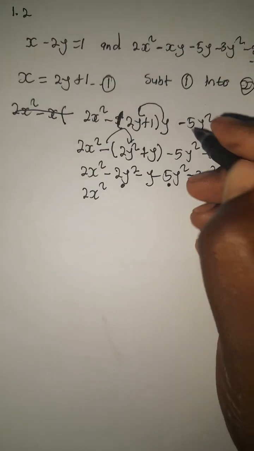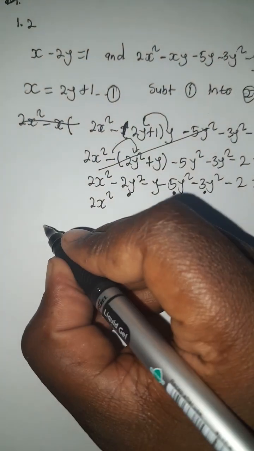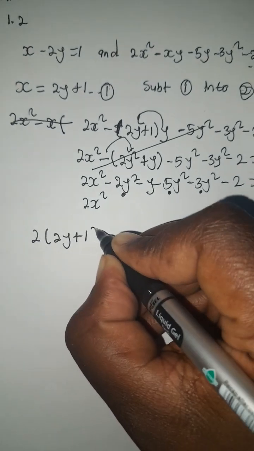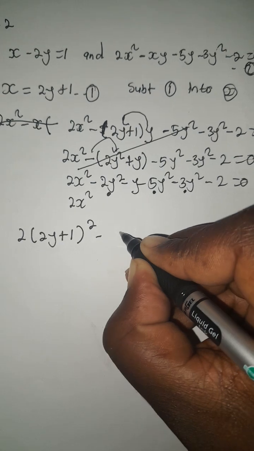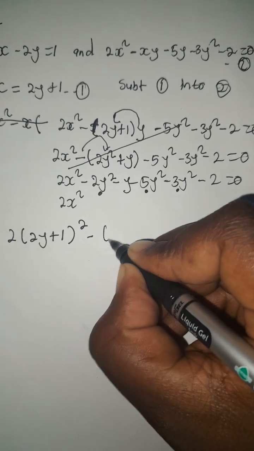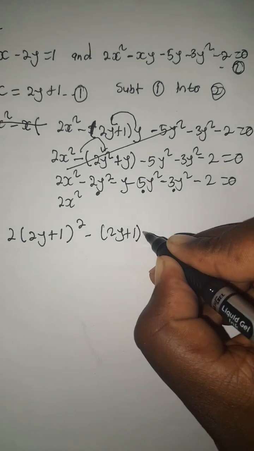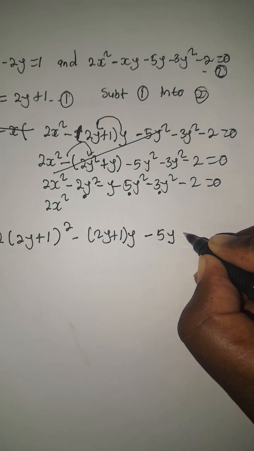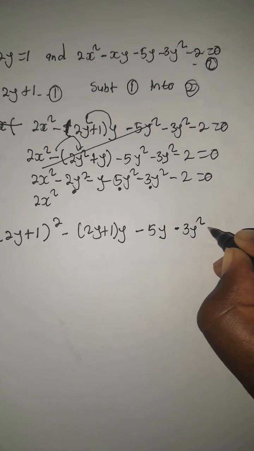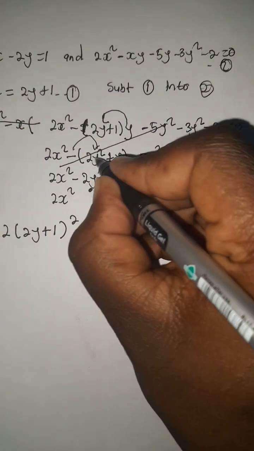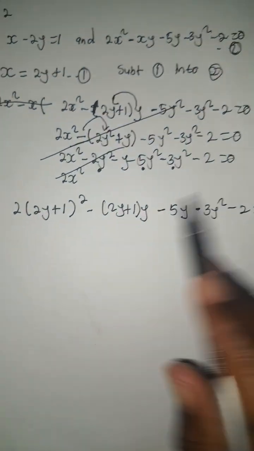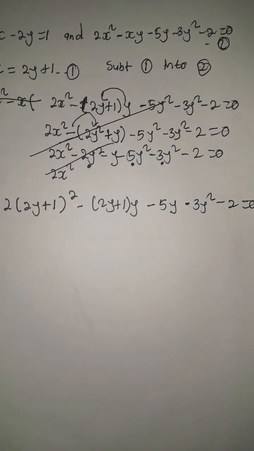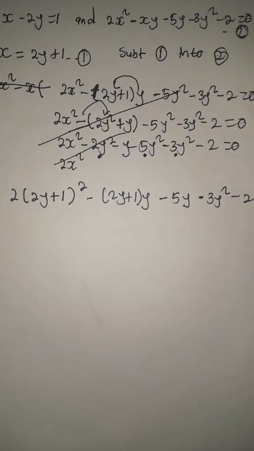Whoa, the big mistake I made here. Oh, sorry guys, sorry. So where there is x, remember you replace it by 2y plus 1 squared, as well as 2y plus 1 multiplied by y, minus 5y minus 3y squared minus 2 equated to 0. So this cancels everything. So let's study it afresh here, right? Equated to 0. Sorry for that mistake. You know, these are the mistakes that you can make in exams, so we should be very careful at times.